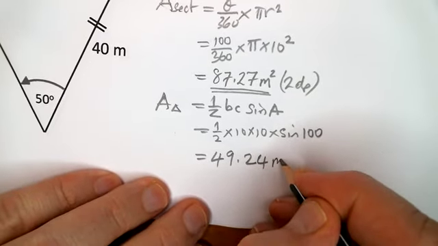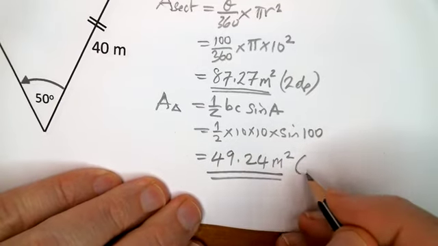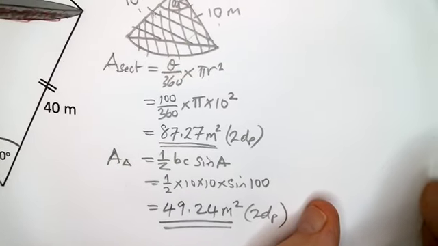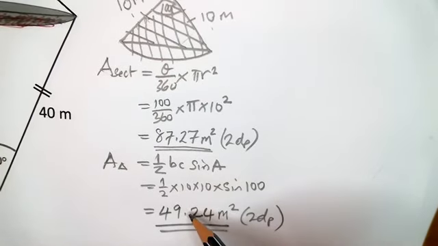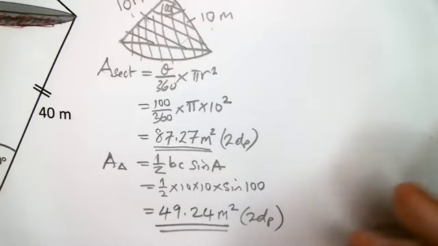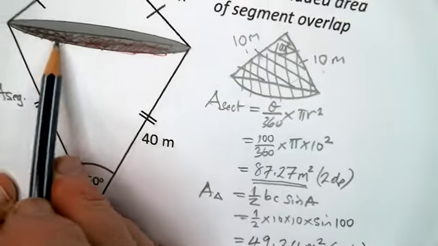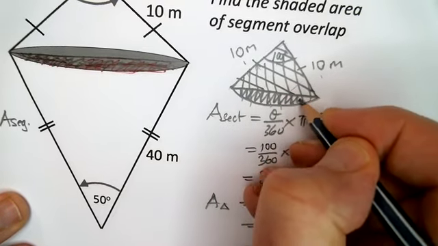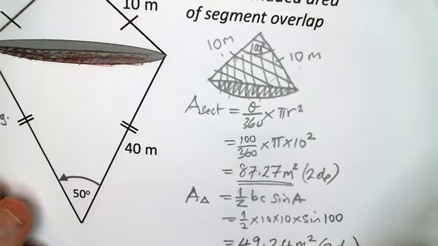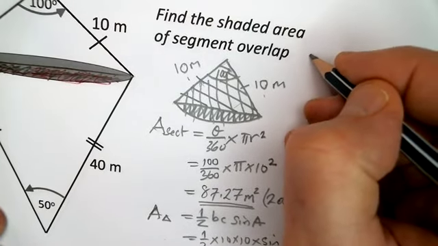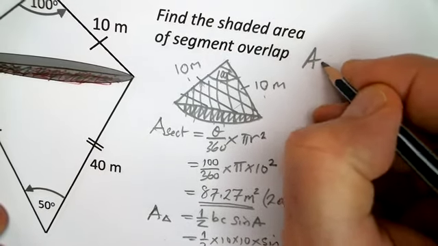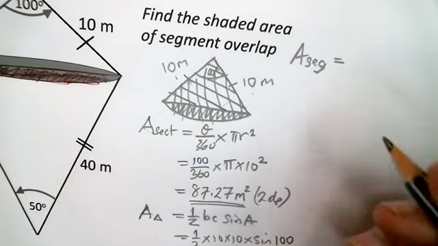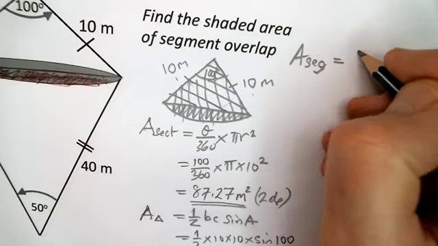49.24, and that's going to be in square meters. And that's also 2dp. So now what we're going to do is we're going to go ahead and take these two and subtract the triangle from the sector. So we're now after this bit here, we're after this bit in here. That's the third stage. So we're now going to go area of the segment.